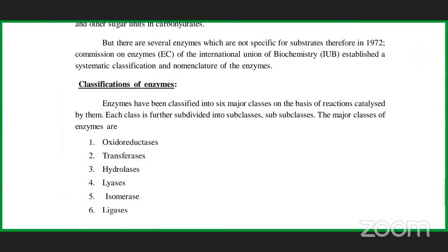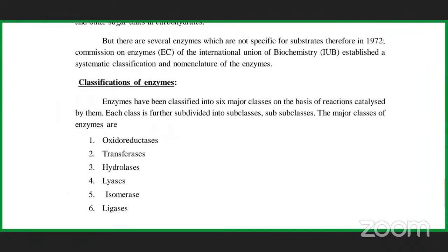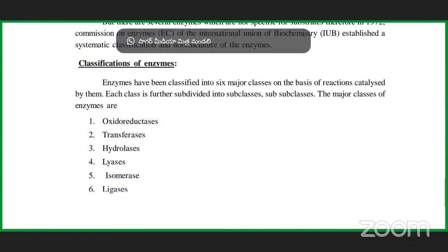So here we see the classification of enzymes. The enzymes have been classified into 6 groups, 6 categories. You can see these categories: oxidoreductases, transferases, hydrolases, lyases, isomerases, ligases. So these are the 6 categories of enzymes.